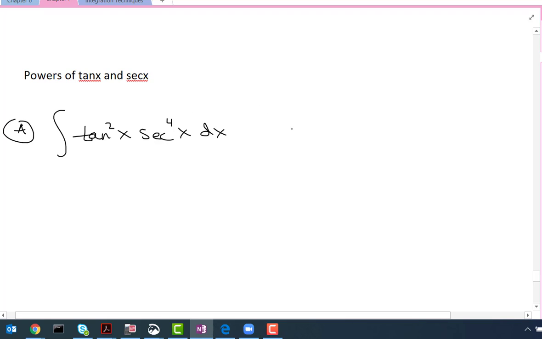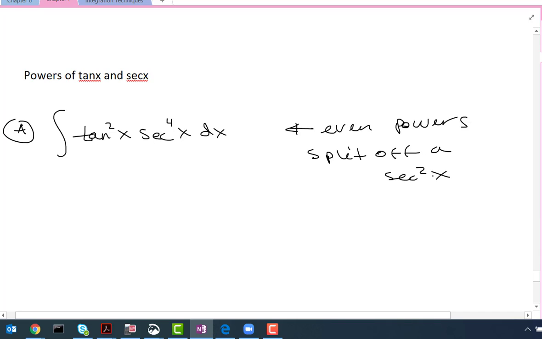So for even powers, what we're going to do is the same idea as splitting as we did with sines and cosines. We're going to split off a secant square from the secant term. You can probably guess that's because we're going to want secant square to be part of our du.